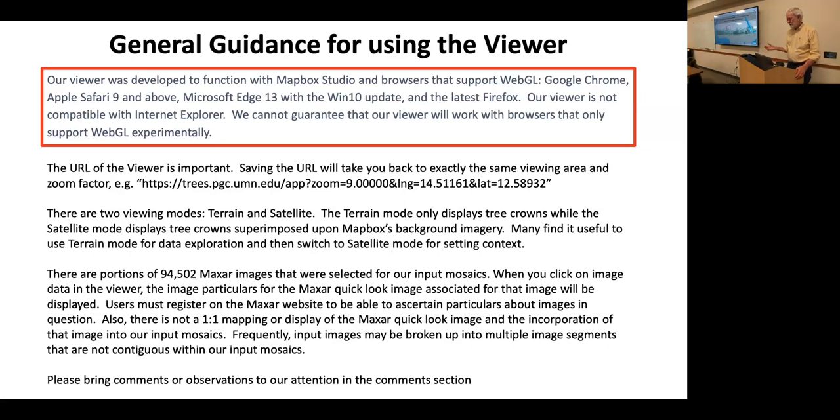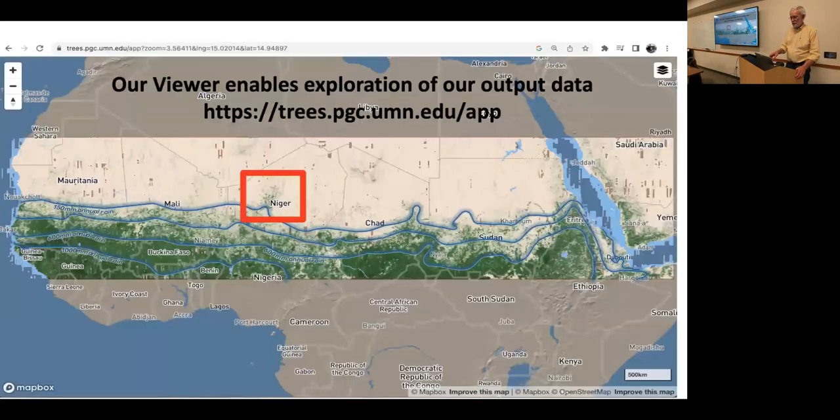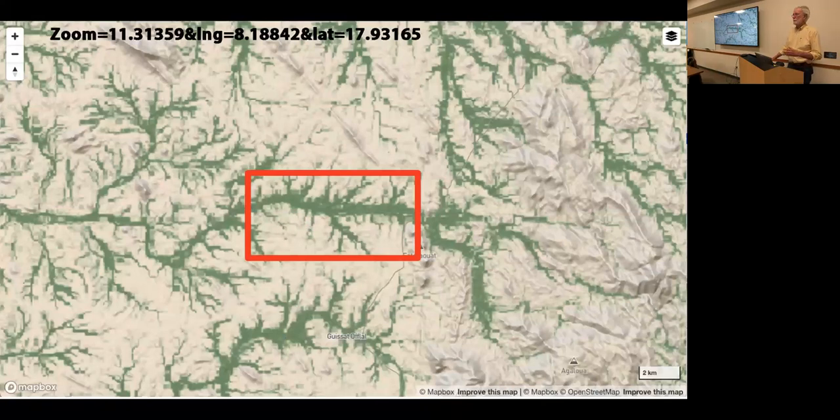So now what we're going to do, and then I'll call it quits and take questions. We're going to look at this area in Niger in what is called the Aïr Mountains. Now I'm going to zoom in progressively to this red box. Here we zoom in, and now we're looking at a polygonal representation of the tree density. Let's zoom in further. Here we have a zoom factor of 11.3.